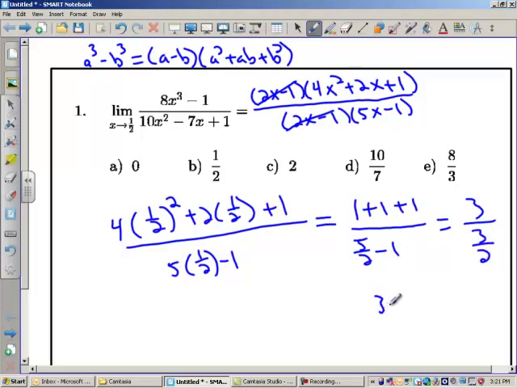And we flip it over and multiply, we get 3 times 2/3, and it works out to be 2, and it's C, and we're happy.